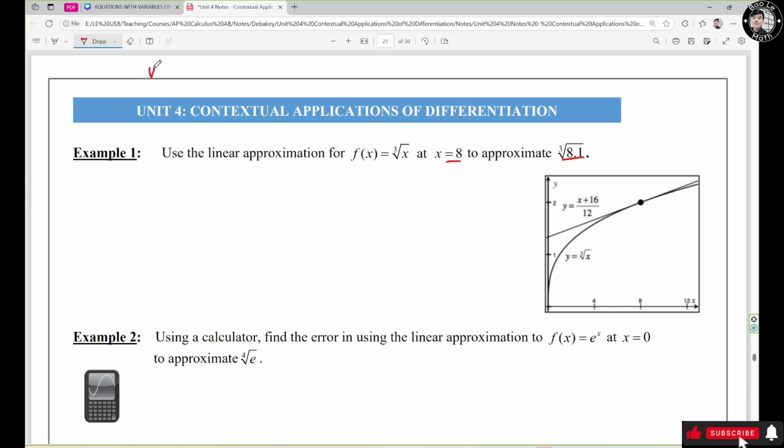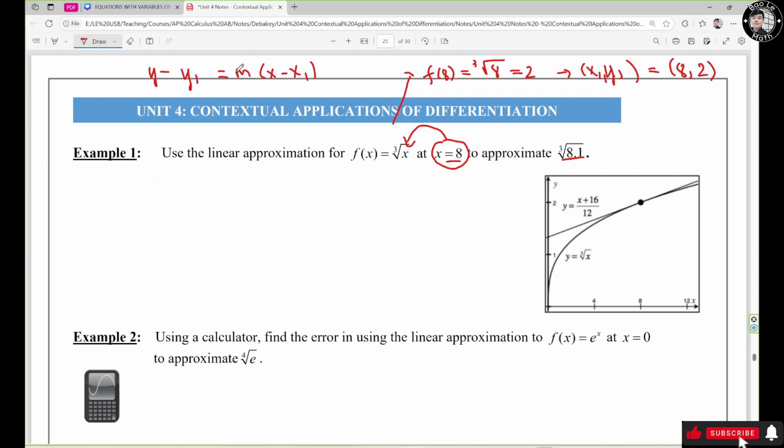We have y minus y1 equals m times x minus x1. Now we need to find x1 and y1. x1 is given right here. We substitute 8 for x into this equation to find y1. So f of 8 equals cube root of 8, which is 2. So the point x1, y1 is 8, 2.